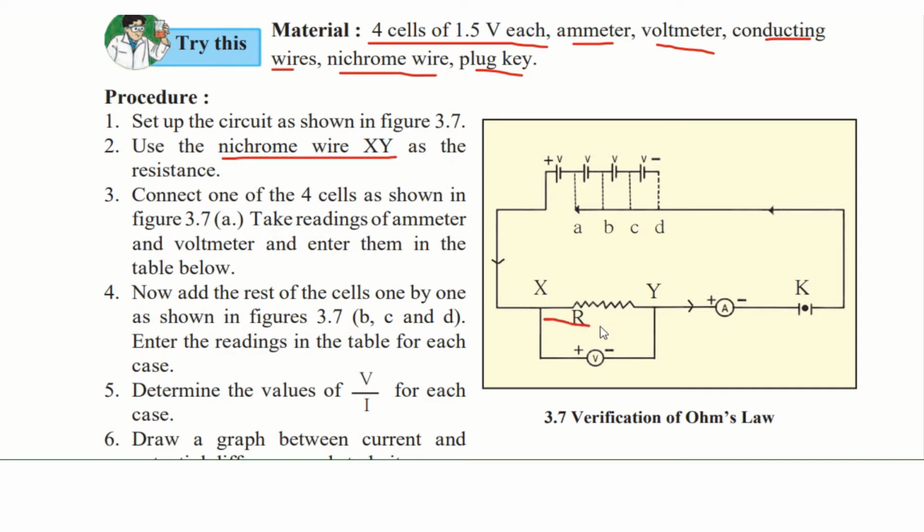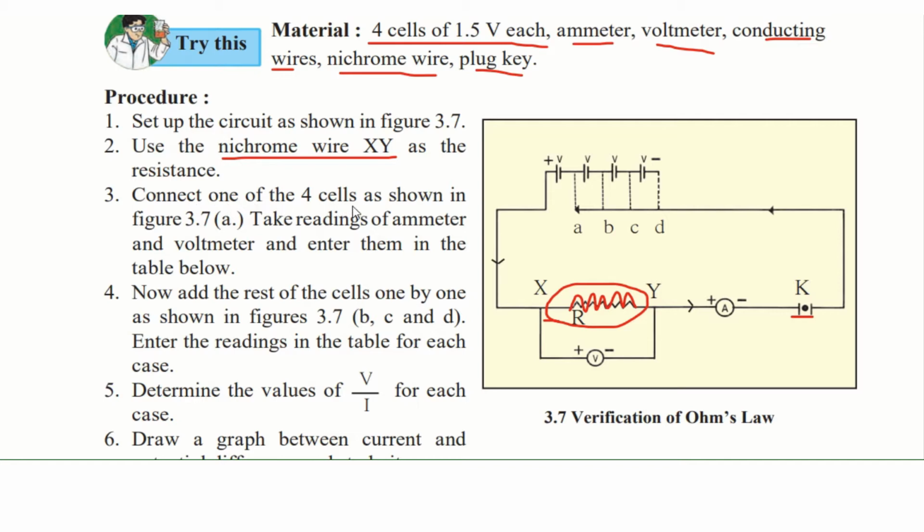So here they have connected the nichrome wire XY, and if you remember, resistance is shown as the symbol of this wavy line. Then they have connected the voltmeter in parallel so that we can measure the potential difference between X and Y. And the ammeter is connected in series to the resistance so that we can measure the current passing through this wire. K is the key, and they have connected the 4 cells also.